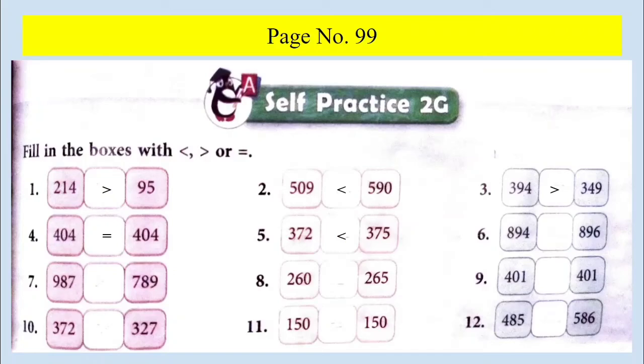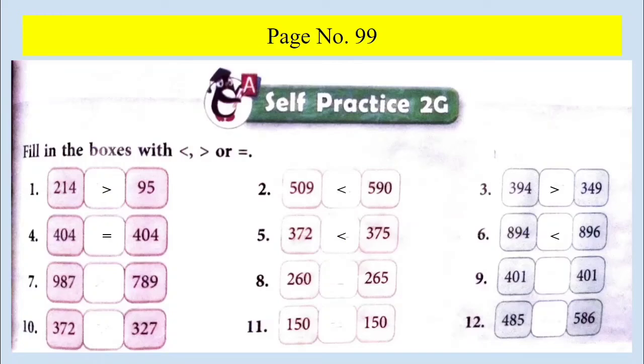So we will compare the numbers 4 and 6. We know that 4 is less than 6. So we can say that 894 is less than 896. So we will put a less than symbol here, and the mouth of the symbol will open towards the greatest number, which is 896.